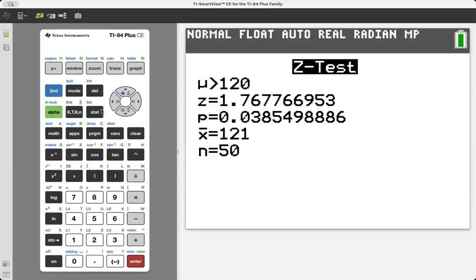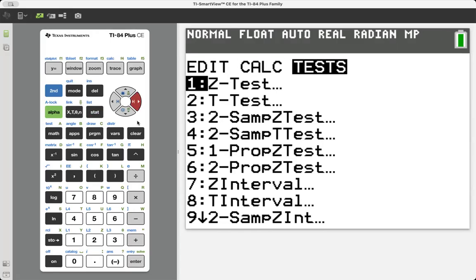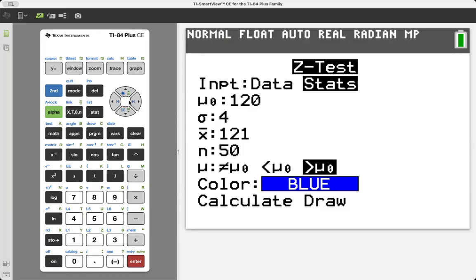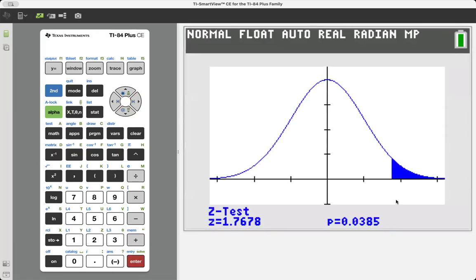We did have an option. I'm going to back up, do that again. Stat, tests, z-test. Sometimes it's unpredictable what drawing will come out with. I'm going to press draw and see what happens. Okay, that's nice. It draws us our standard normal distribution, and it shades a piece of area on the right-hand side. Why on the right? Because when we specified our direction, we said greater than mu sub 0. The p-value that comes out is down here, 0.0385.